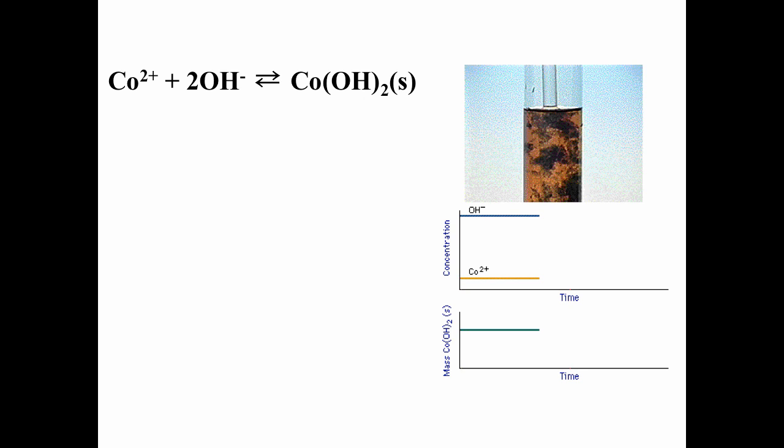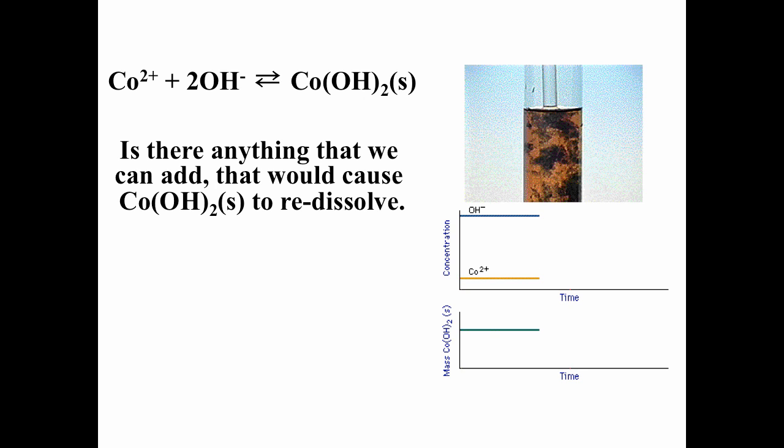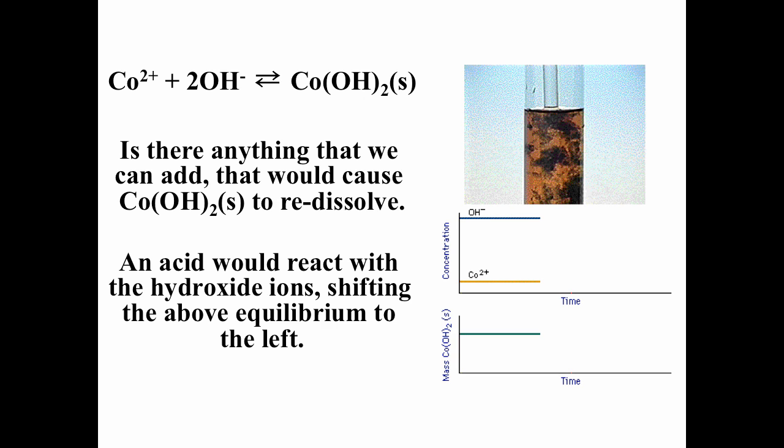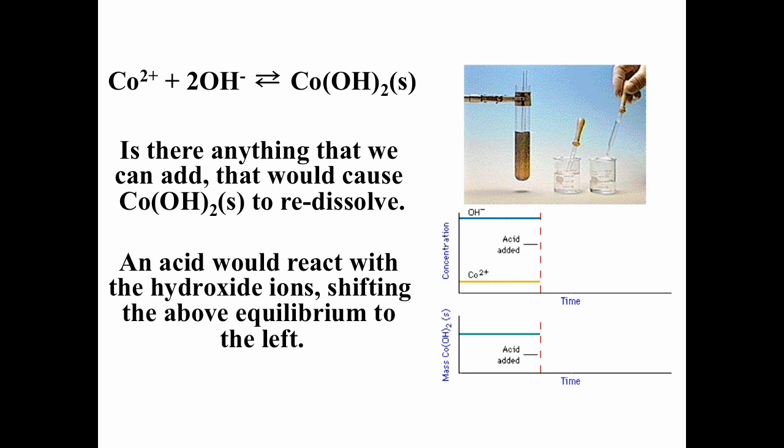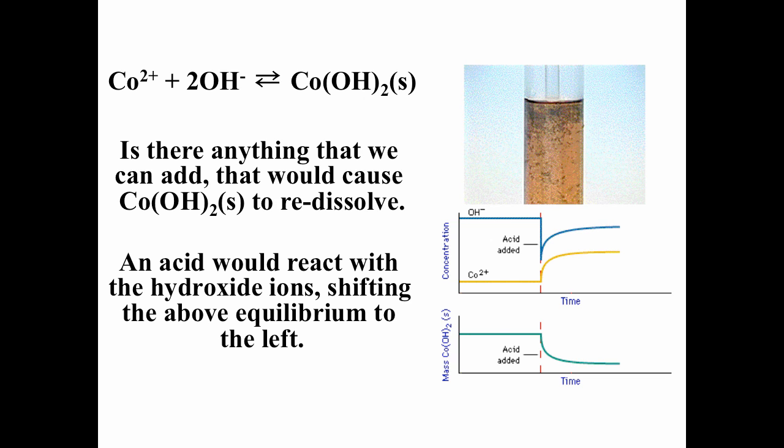Now a question we could ask ourselves is, is there any way that we could redissolve the cobalt hydroxide? Well, if we look at the reaction, if we can consume the hydroxide ion, then the cobalt hydroxide will dissolve. Well, hydrogen ions will react with hydroxide, consume the hydroxide, and so that pushes that top reaction to the left. And so all we should have to do is add some acid. If we then add an acid to the mixture, the cobalt hydroxide dissolves. Most insoluble hydroxide salts can be dissolved by the addition of acid to the solution.